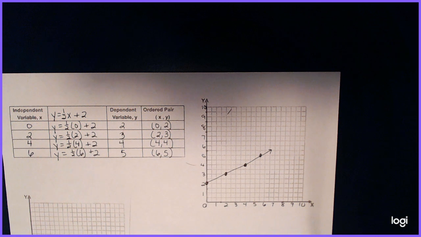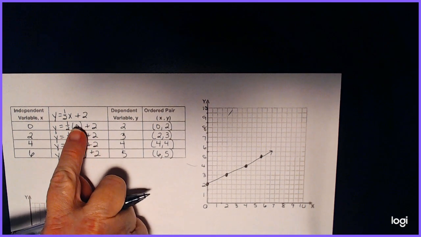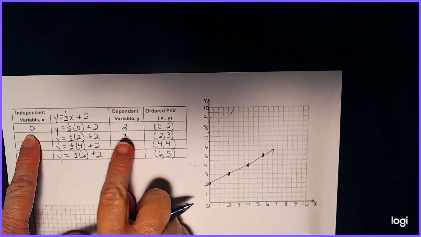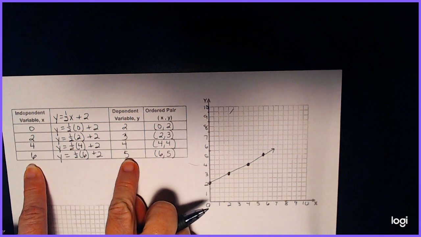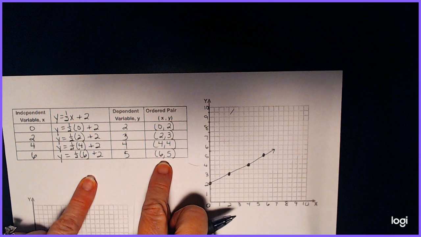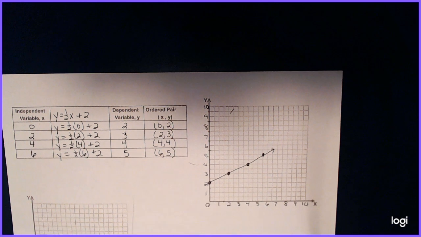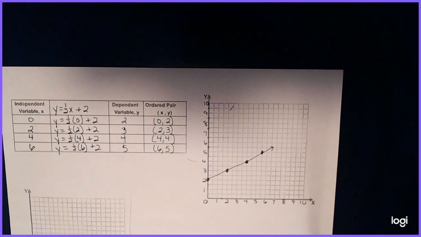Okay, so we have taken our equation. We substituted in some numbers for the x to find the y amount. We made ordered pairs, and then we took the ordered pairs and we graphed them on our coordinate plane.